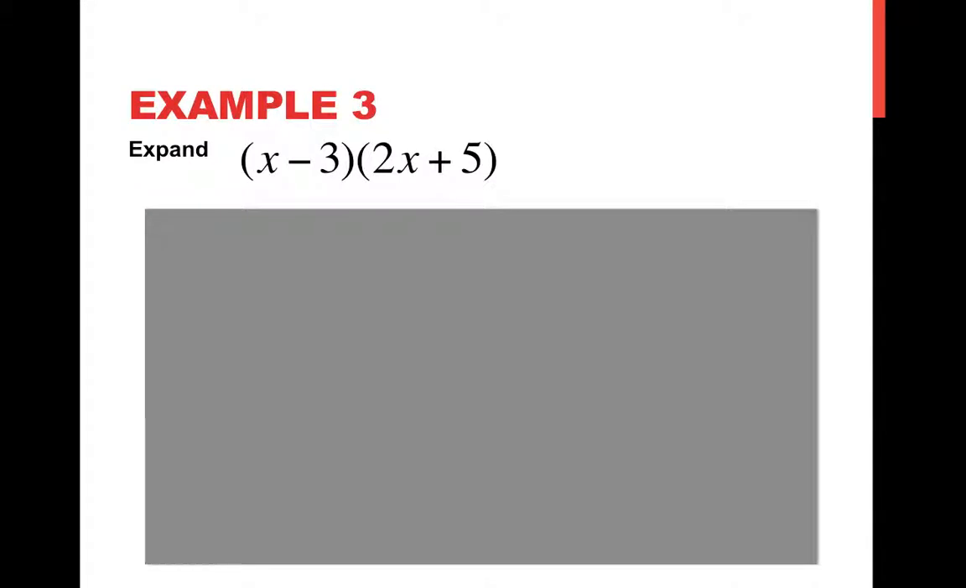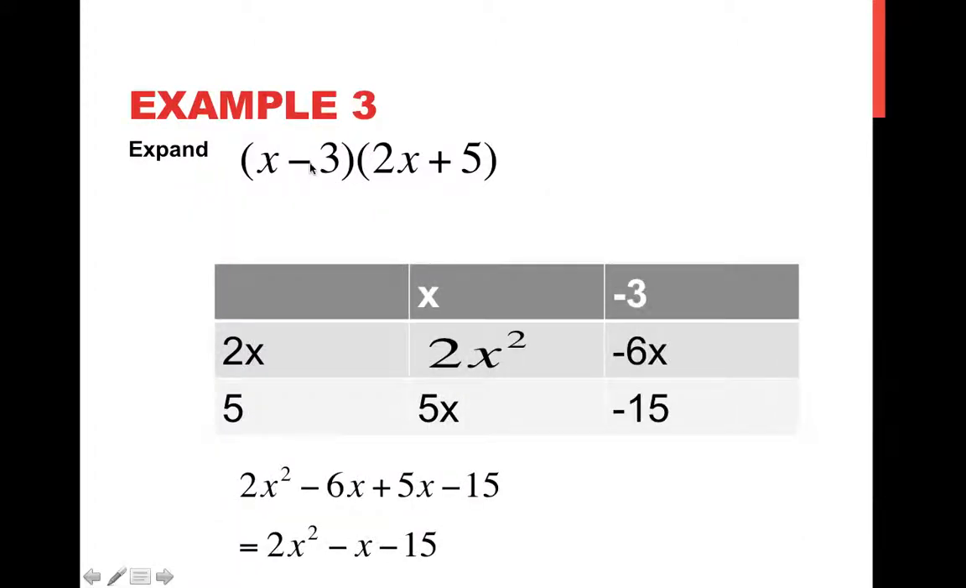Right, the next example. Bracket x take away 3 close bracket, bracket 2x plus 5 close bracket. Now it's quite similar to the other one. We just do exactly what we did with the other one. So this bracket here we put at the top, and here we put on the left side. So 2x times x is 2x squared. 2x times minus 3 is minus 6x. And then 5 times x, which is just 5x, and then 5 times minus 3, minus 15.